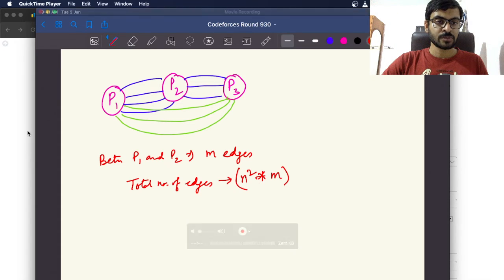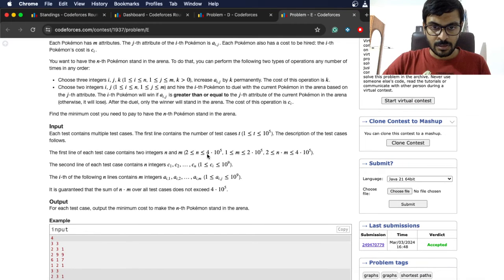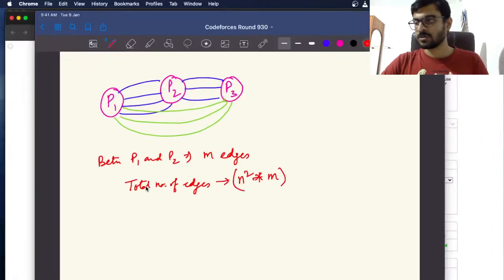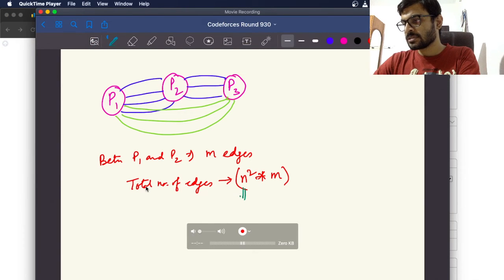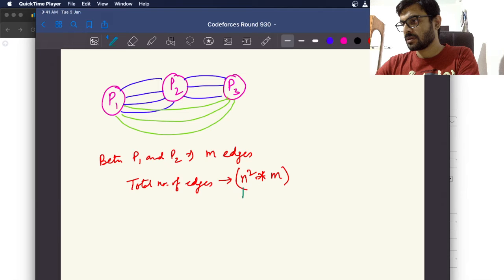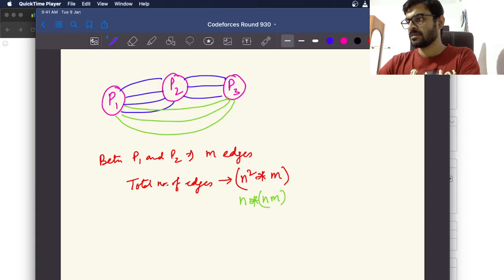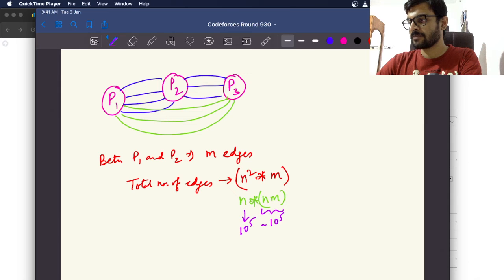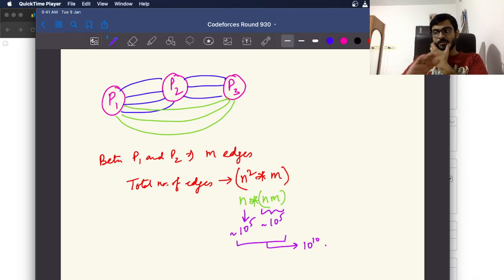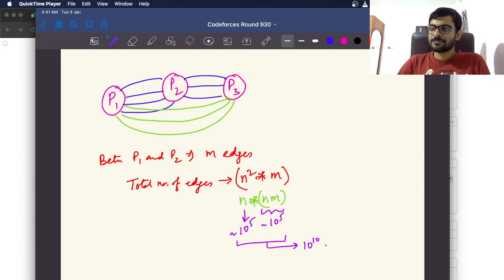What will that reach to? Let us see. N into m goes up to 4 into 10 to the power 5, and n alone can go up to 4 into 10 to the power 5. So basically, you can say n into nm. So nm can go around 10 to the power 5, n itself can go around 10 to the power 5 roughly. So this product can reach 10 to the power 10 and even bigger. Very hard to handle. Storage itself is difficult and infeasible. We can't go ahead with this.